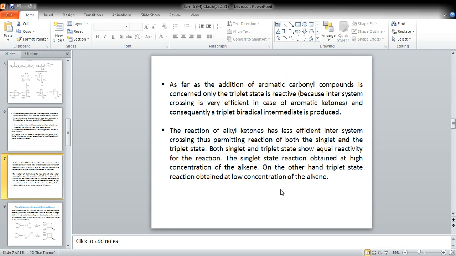So, if your carbonyl compound is aliphatic, then intersystem crossing does not take place efficiently, and both states react with equal probability. That means both singlet state and triplet state will be observed, and from both states, product will be formed. Only thing is that with the singlet state we need a high concentration of alkene, and with the triplet state we need a low concentration of alkene. So there will not be any stereoselective reaction in the case of aliphatic ketones.